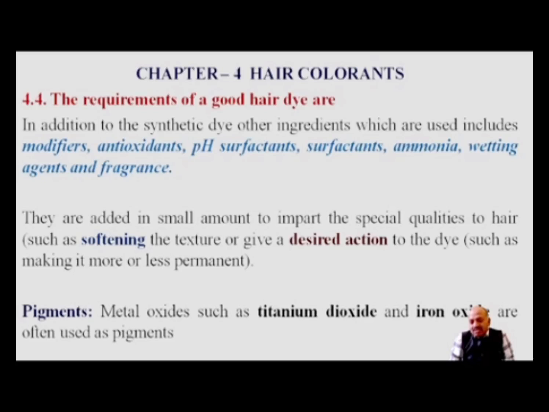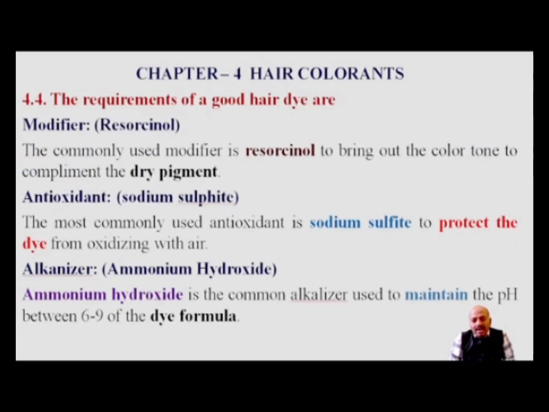Metal oxides such as titanium dioxide and iron oxide are often used as pigments. Along with this, we can add the modifiers, commonly resorcinol, to bring out the color tone to complement the dye pigment. Antioxidants such as sodium sulfide may also be used to protect the dye from oxidizing with air. This is very important. An alkalizer called ammonium hydroxide is commonly used to maintain the pH of the dye between 6 to 9 to maintain the dye formula. This is very important.